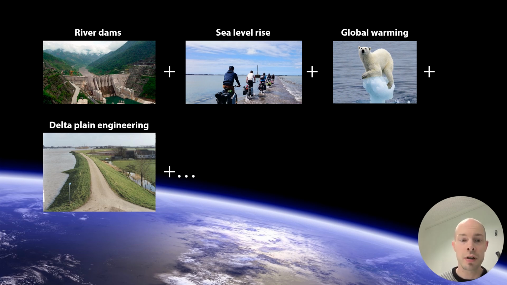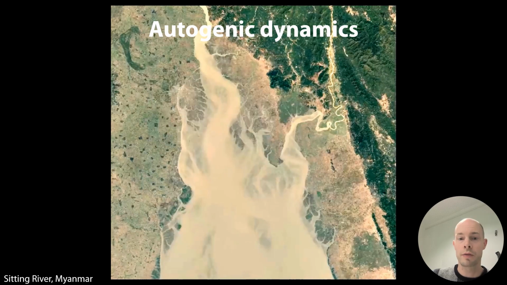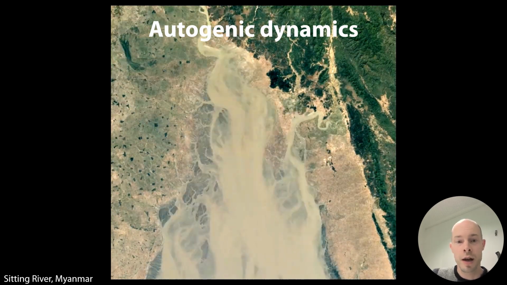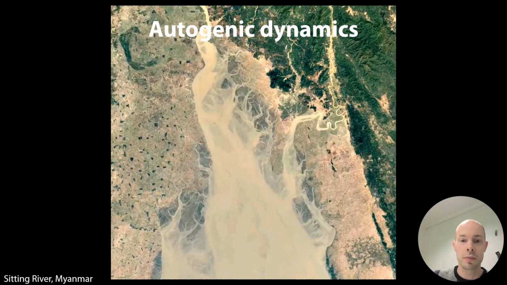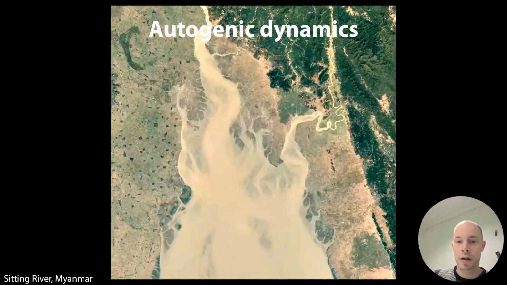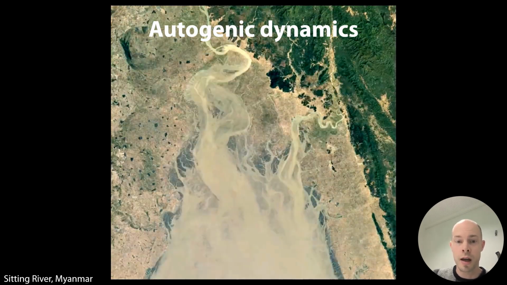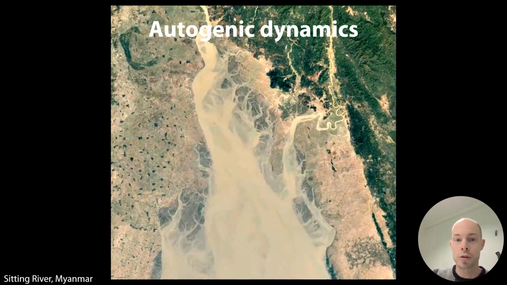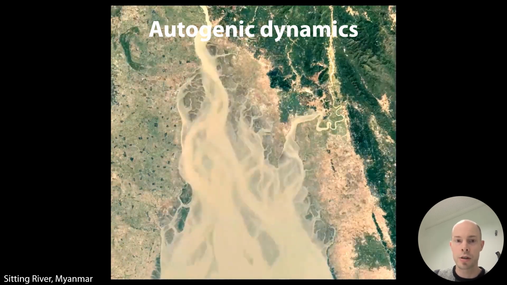And there's a lot of engineering works that occurs on delta plains. And on top of all of that, river deltas also see a lot of very cool, interesting, and rapid autogenic dynamics. This is an example, the Sittang River in Myanmar, where you see a tremendous morphodynamic, morphologic variability over this time lapse, which loops through about 30 years of delta or estuary change.